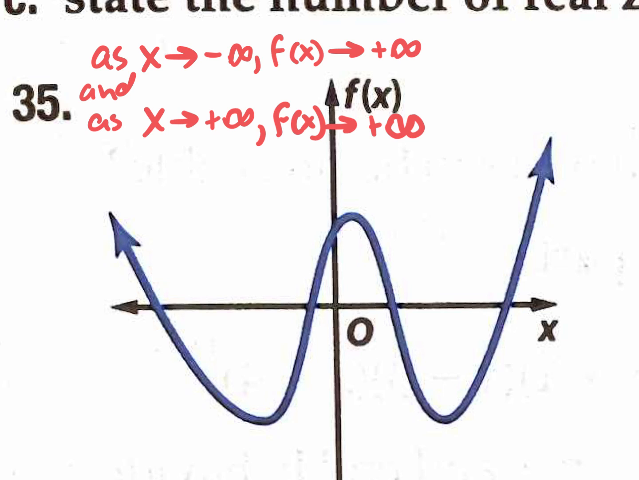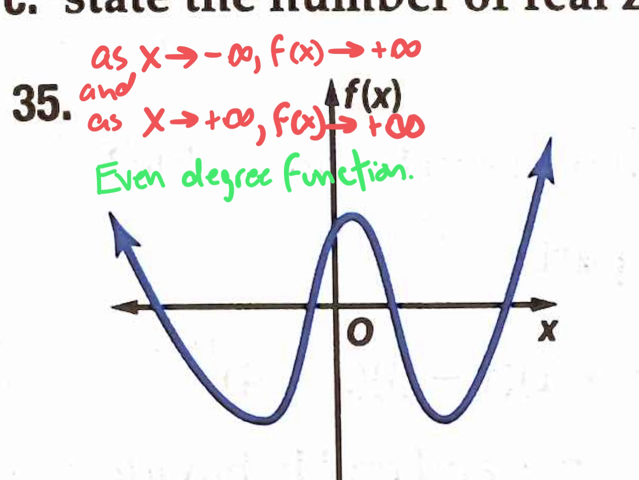Is this an odd degree function or an even degree function? Even degree function. So that's part B. Even degree function. And you know what? We could even take it a step further. Is the a value, the leading coefficient on your even degree function, positive or negative? It's positive because we know that it's opening up here and up there. If the leading coefficient were negative and it were even, it'd be down here, right? So that's good to know.